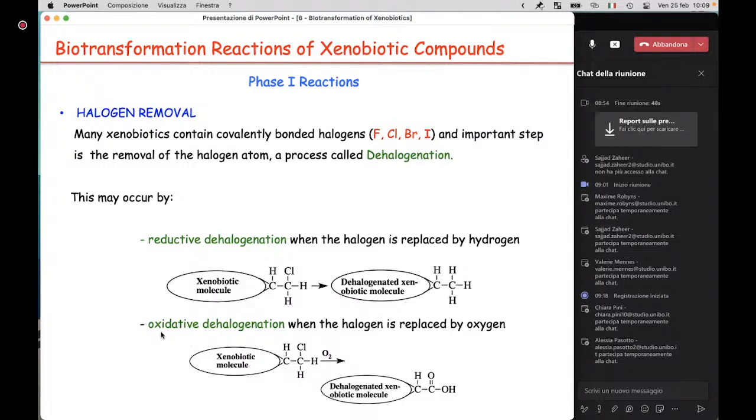Or we can have oxidative dehalogenation, and in this case, the chlorine, the halogen atom, is replaced by an oxygen atom, and also it can be further oxidized. The first step is the formation of an alcohol, OH here, and then further oxidation to a carboxylic acid. Sorry, carboxylic group, not atom.